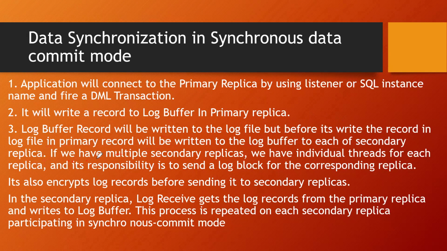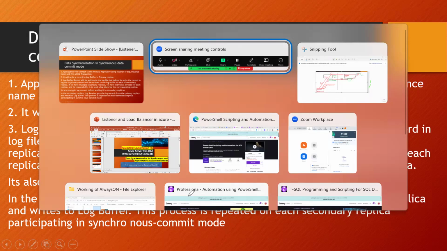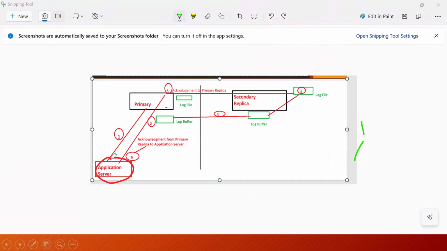And if we have multiple secondary replicas, we have an individual thread for each replica, and its responsibility is to send the log block to the corresponding replica. What is the meaning of this? The user fires the command, it will be written into the log buffer. After that, it has to write into the log file, but before writing into the log file, it will write into the log buffer of the secondary replica.